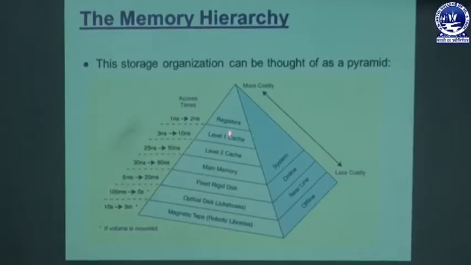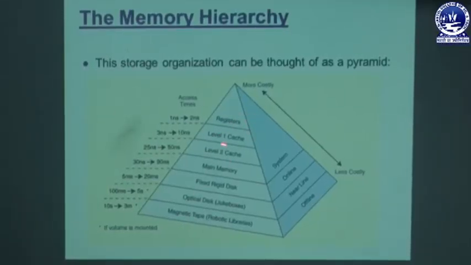In today's class of computer organization, I will discuss some other concepts like cache memory. So before going to the cache memory concept, let's first discuss the memory hierarchy. In this diagram, we have multiple levels of memory. Here you can see the registers. Here is level 1 cache, level 2 cache, main memory. Then here is our disk, then optical disk, then magnetic tape, as you can see here.